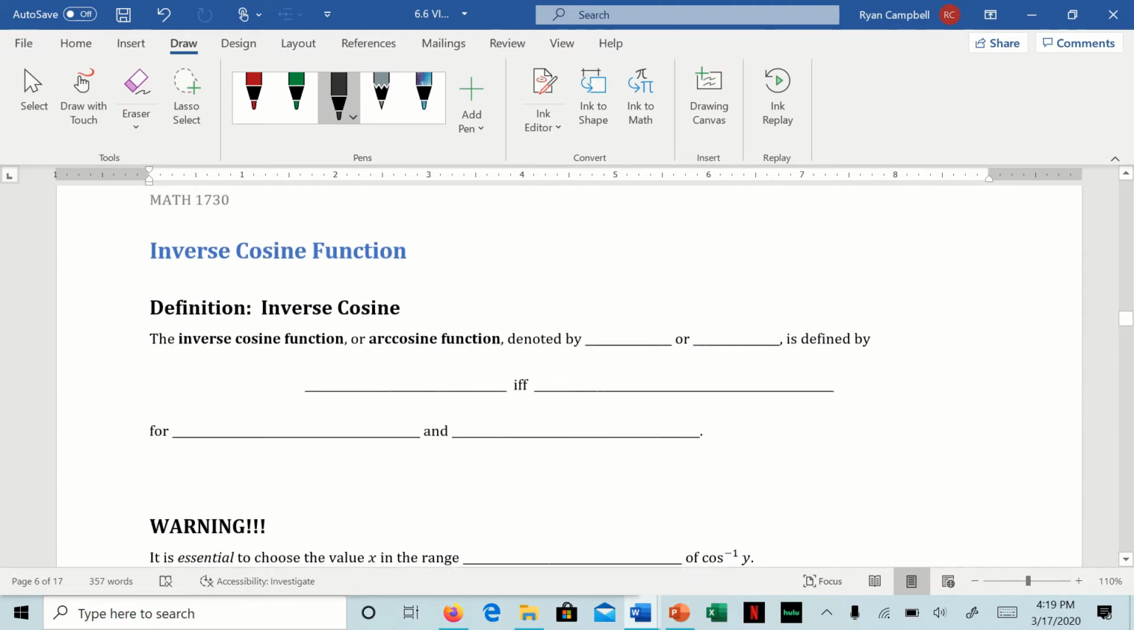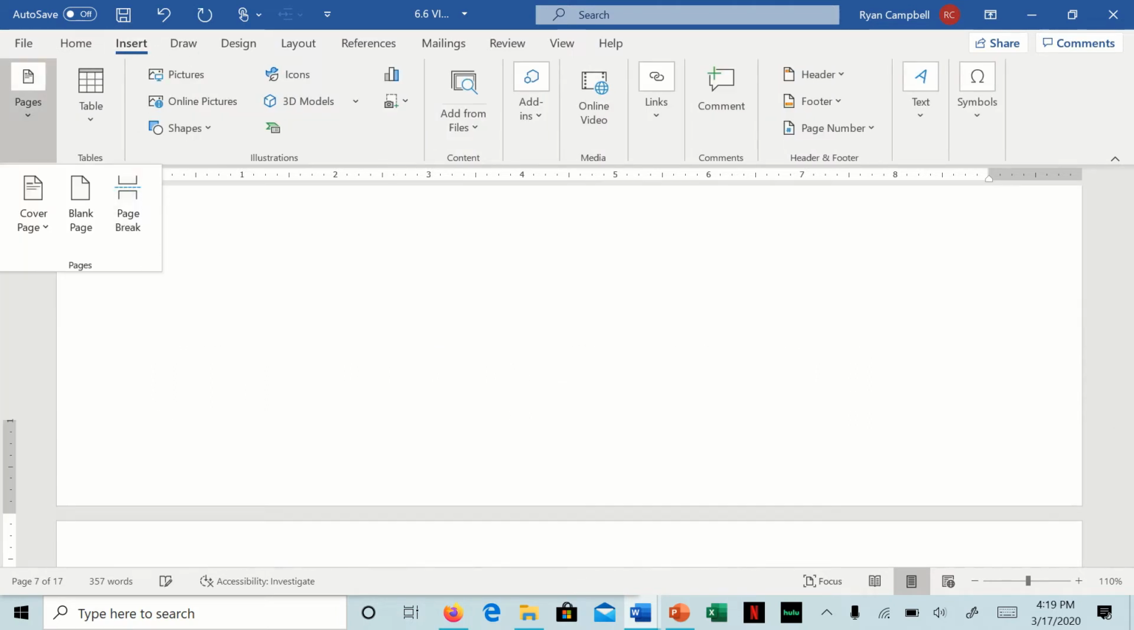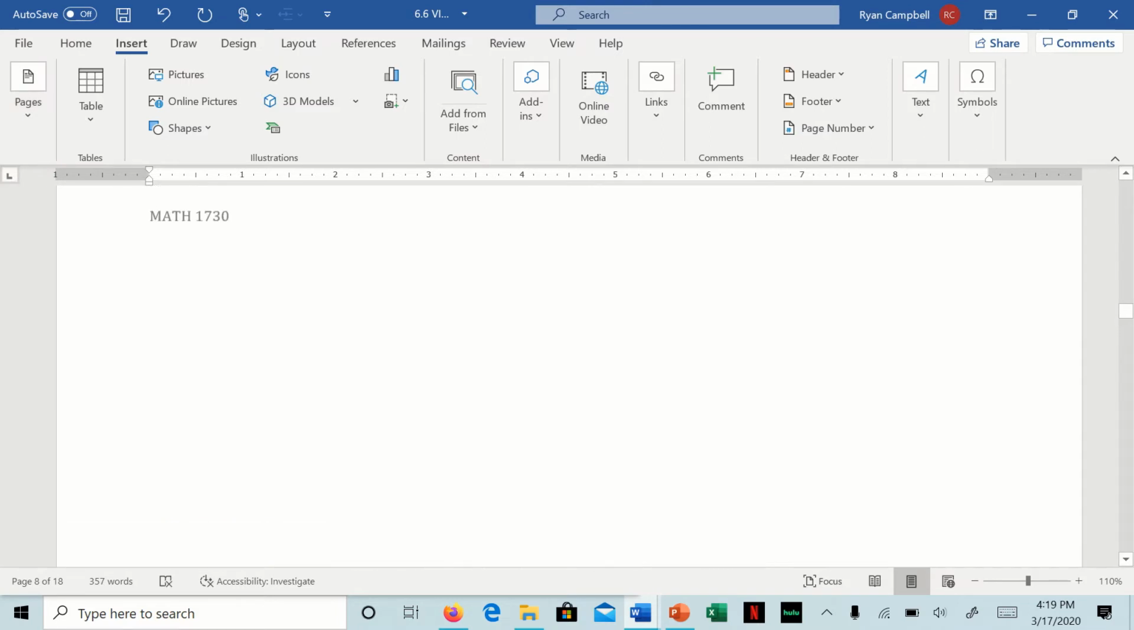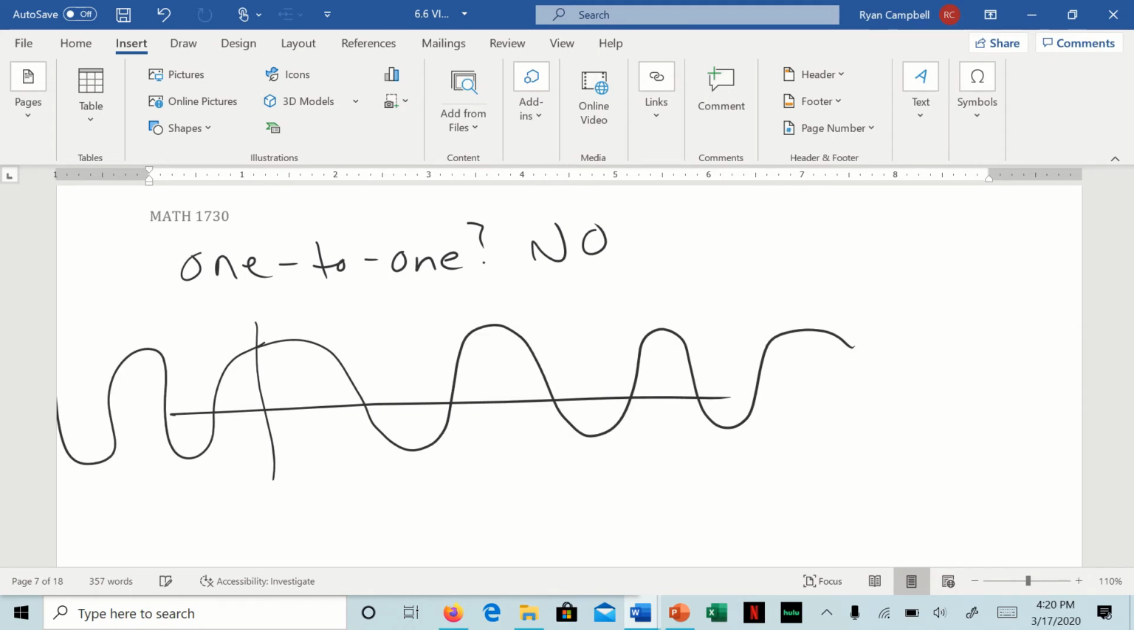All right, let's talk cosine. So once again, is cosine 1 to 1? If we're talking about inverse cosine, we need 1 to 1. Is cosine 1 to 1? Absolutely not. Not even close, right? Once again, it just goes on forever in both directions, so it infinitely crosses some of these.